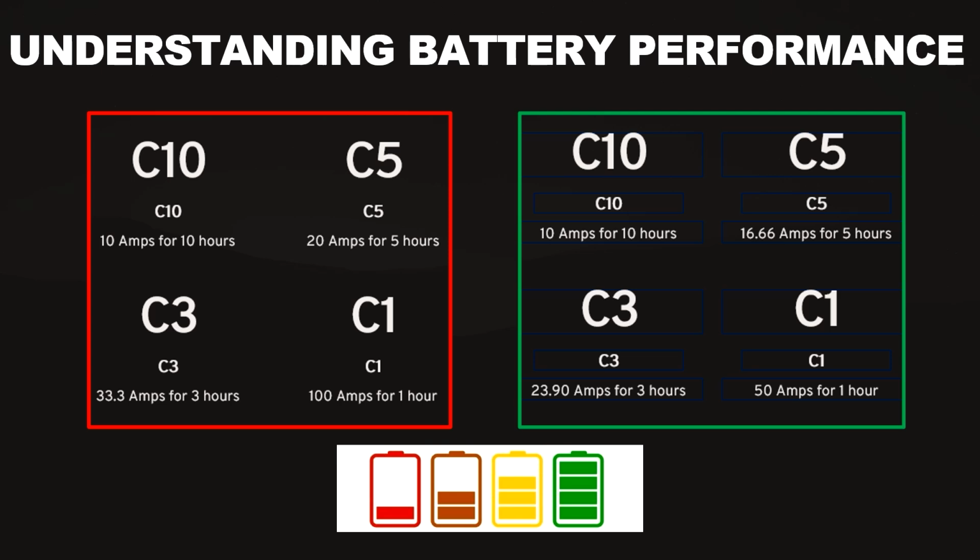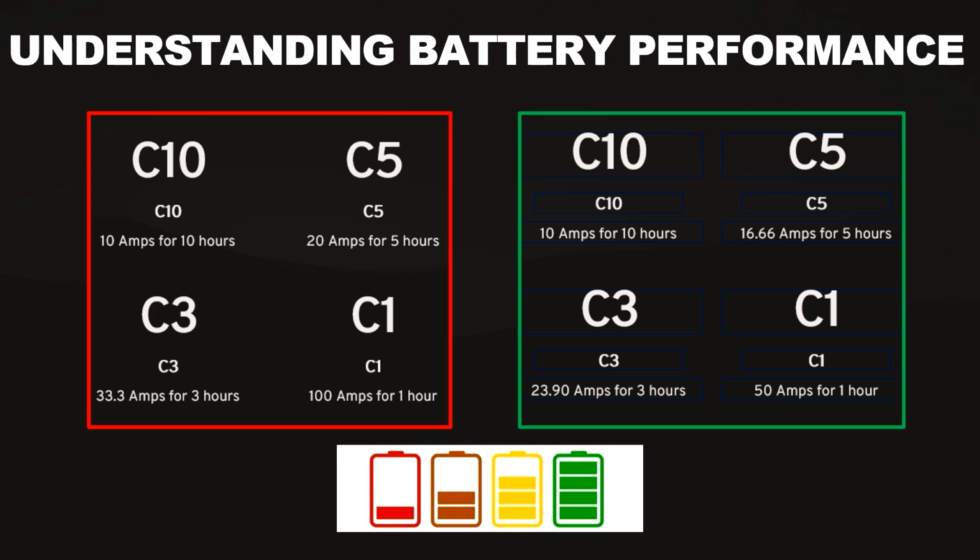Similarly, when you expect it to deliver 33.3 amps for 3 hours, multiplying 33 by 3 and arriving at 100, you are making a mistake. You can expect a maximum of 23.9 amps for 3 hours. This is a characteristic of the battery. And similarly, you cannot expect 100 amps for 1 hour from a 100 Ah battery, which is rated at C10. You can get only 50 amps for 1 hour if the battery is 100 Ah at C10.